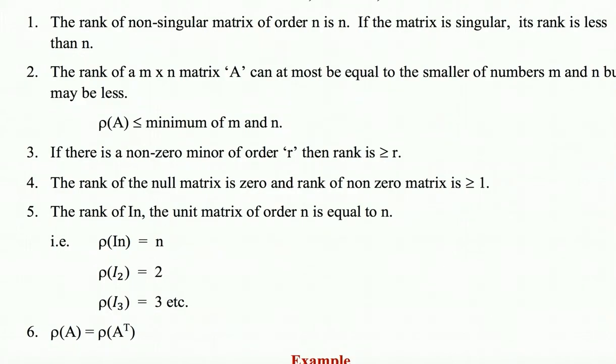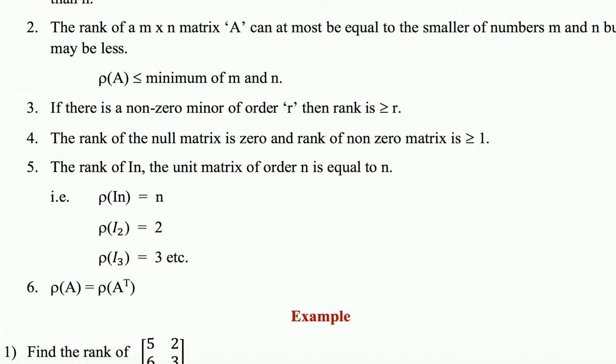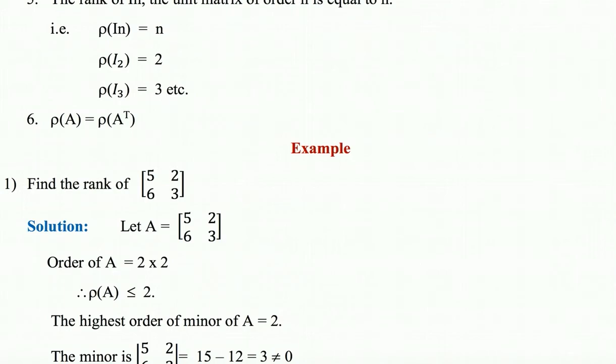This is not a square matrix, right? If it is a rectangular m by n matrix, the rank is less than or equal to the minimum of m and n. If there is a non-zero minor of order r, the rank is greater than or equal to r. The rank of the null matrix is 0. The rank of a non-zero matrix is always greater than or equal to 1. The rank of the unit matrix of order n is n, which you can check: I2 rank will be 2, I3 rank will be 3. Rank of A equals rank of A transpose. If you transpose, the rank won't change.